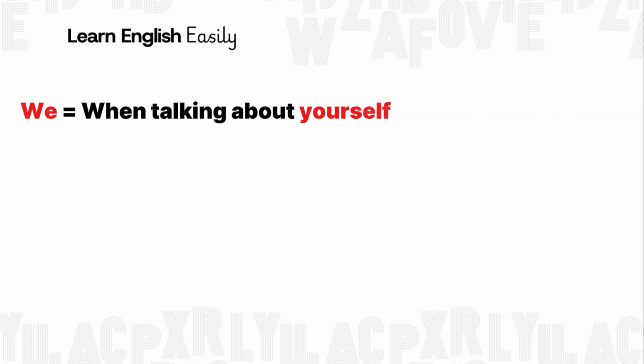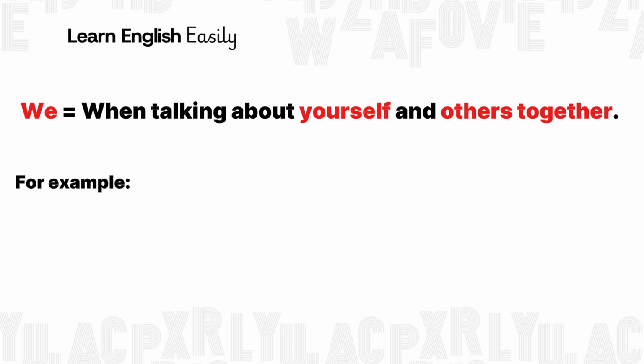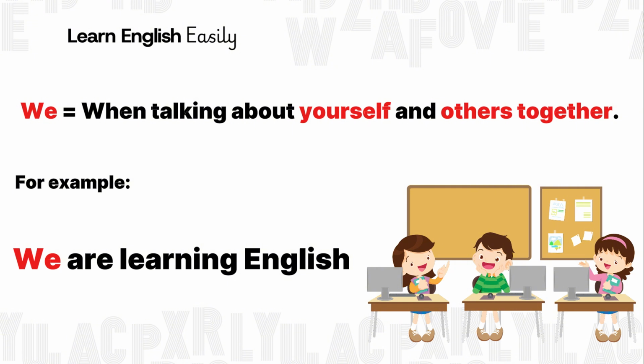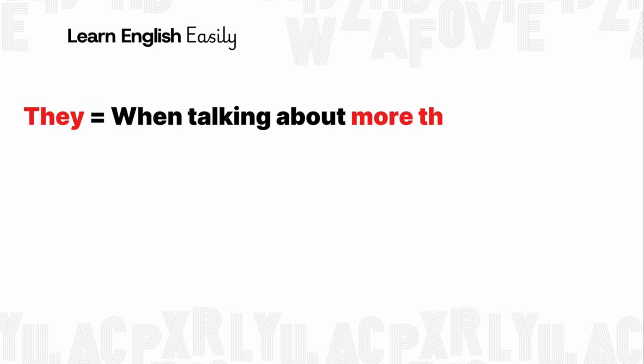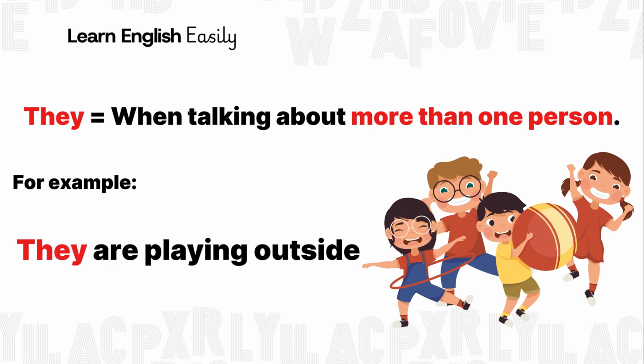We, when talking about yourself and others together. For example, we are learning English. They, when talking about more than one person. For example, they are playing outside.